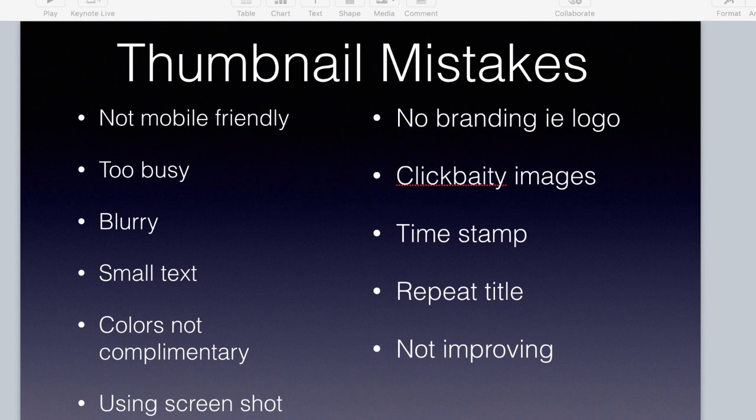Color's not complementary. So try not to mix up colors that don't complement each other. You can Google color wheel and it'll show you the colors that complement each other, and then you can use that in your thumbnail. Another thing you don't want to do is use a screenshot. If you use a screenshot from your video, it tends to not be as sharp as taking a real photo from your camera. So use sharp images for your thumbnails.